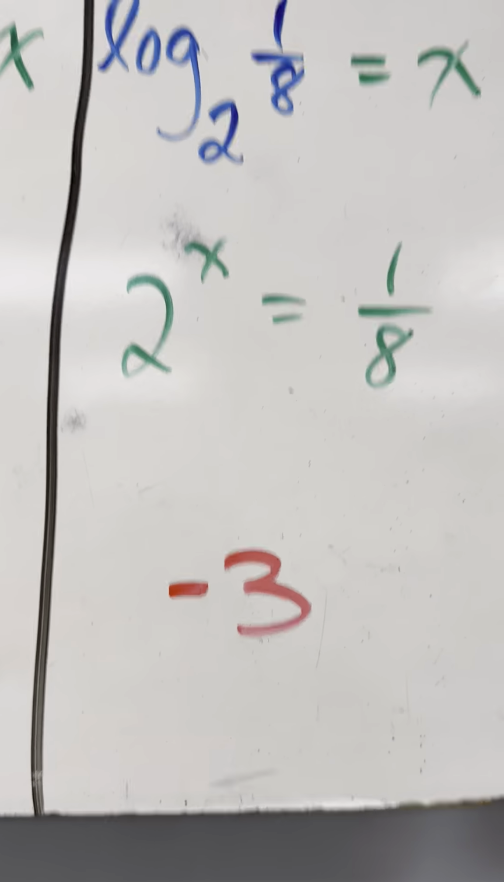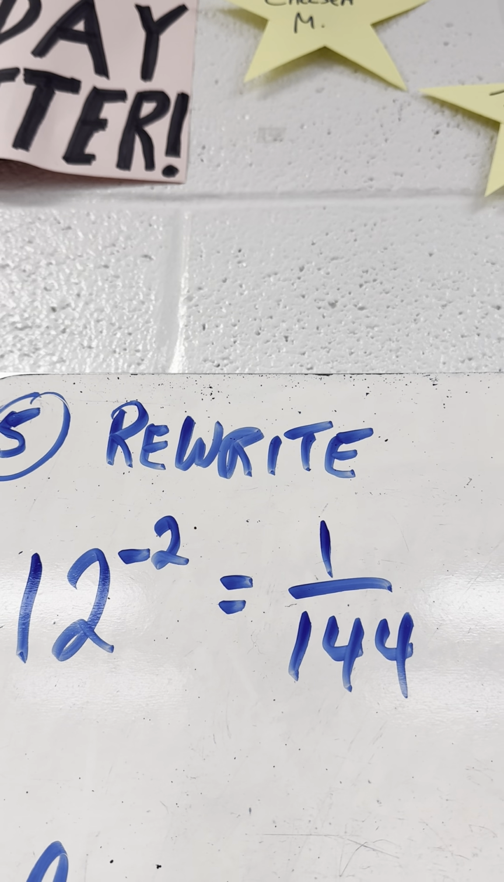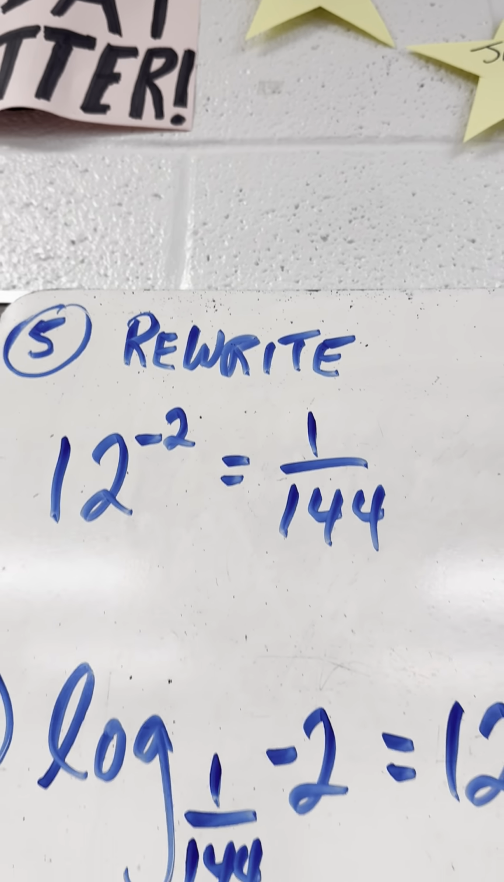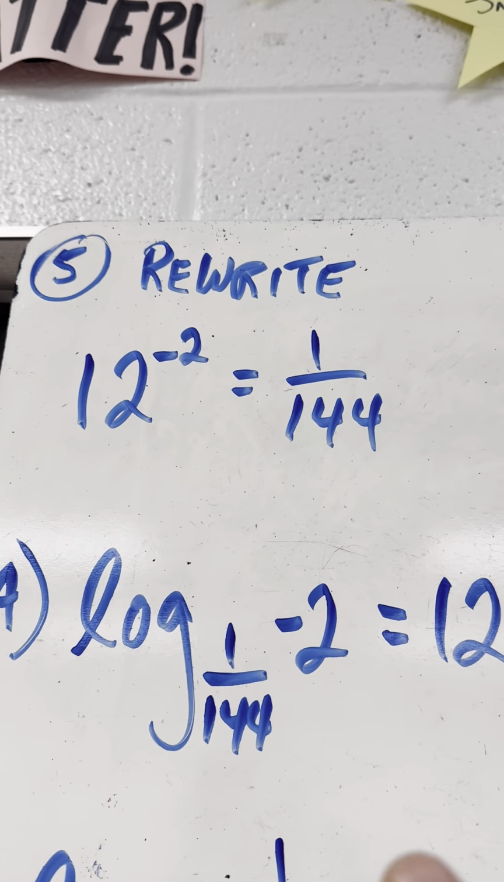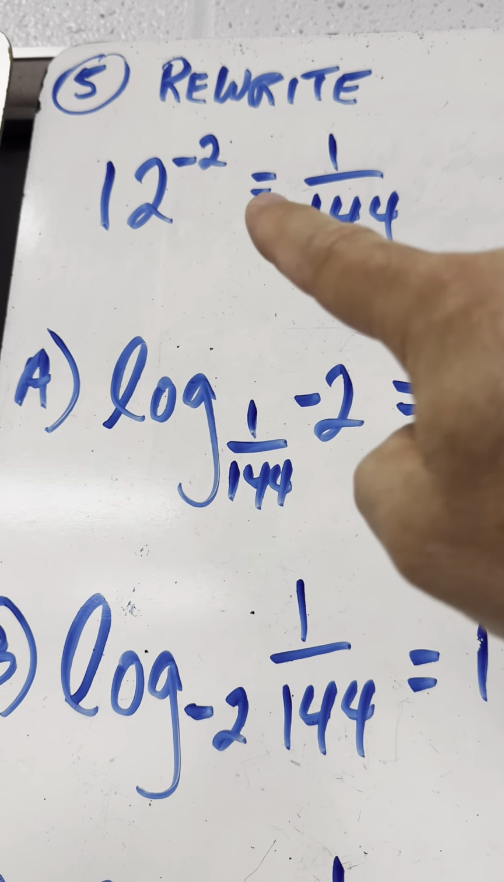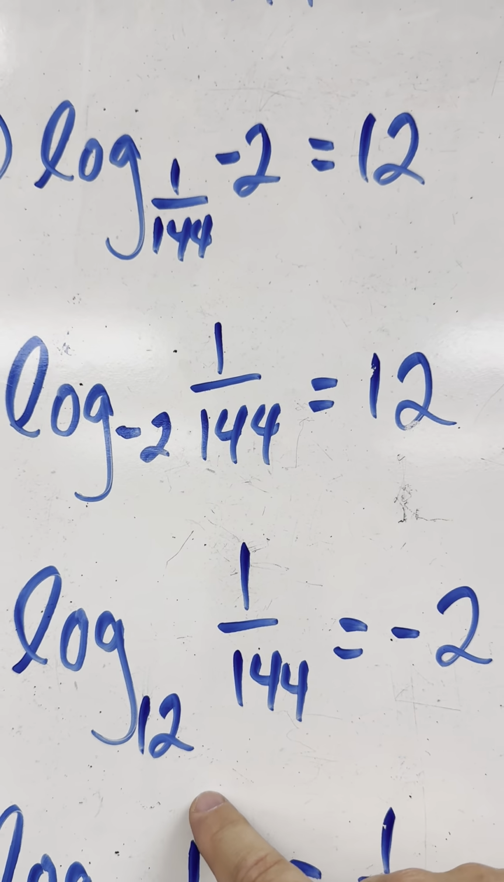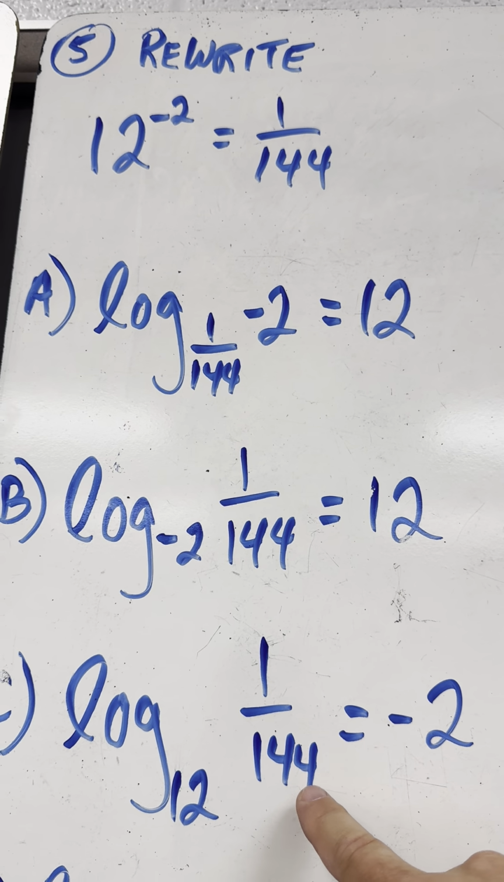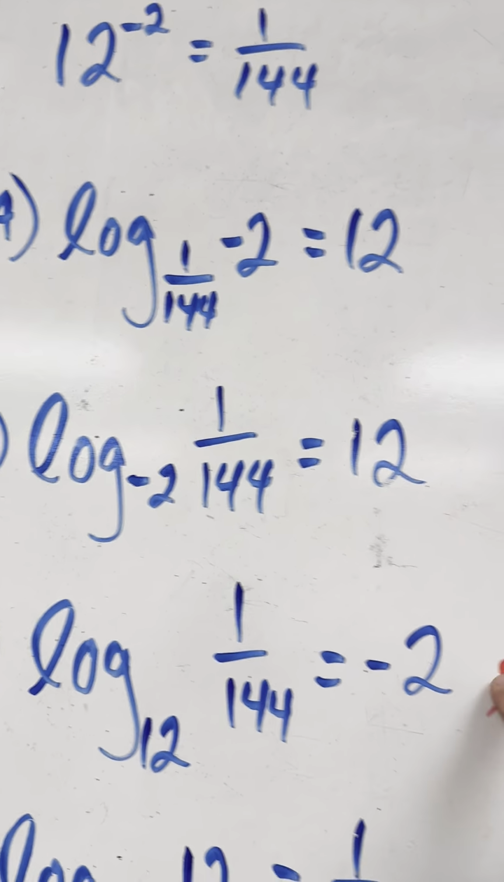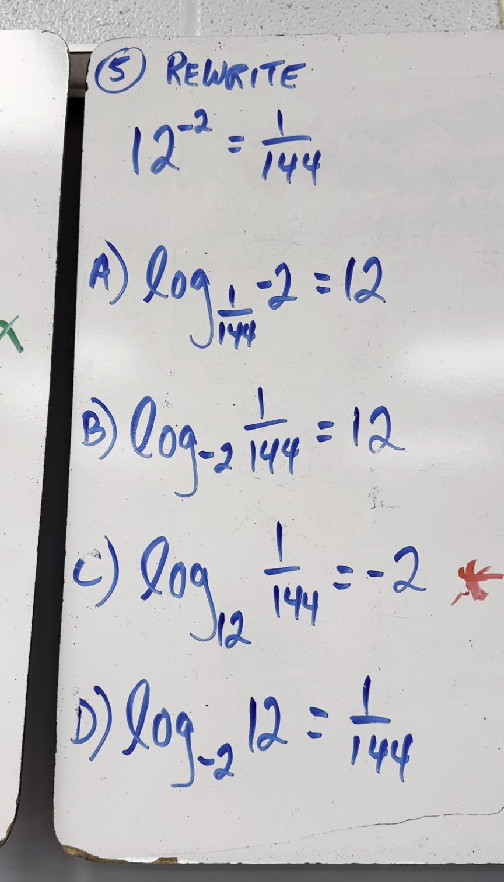Now, here's what your problem's going to look like. It just says rewrite 12 to the negative 2nd equals 1 over 144. So what I'm going to have you do is look at each of the answers. Do you get the same thing when you do this to this power equals this? No. 1 over 144 to the 12th power equals negative 2? That's not what that says. Is it negative 2 to the 12th power equals 1 over 144? No. That doesn't match. How about this one? 12 to the negative 2nd power equals 1 over 144? Yes, that matches. There's your answer. Done. Don't complicate your life.